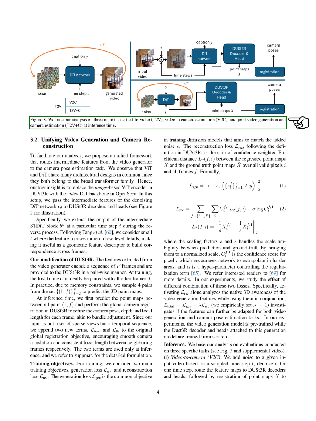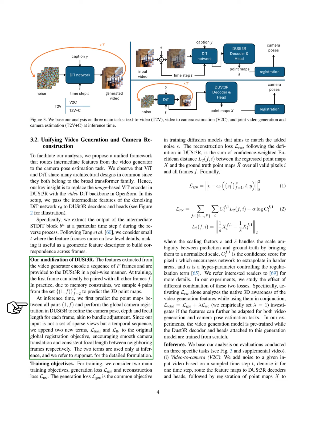In this approach, we send the intermediate features from the denoising DiT network to the DUSt3R decoders and heads. Specifically, we take the output from a certain block of the STDiT network at a specific time during the reverse process. We focus on small time steps, which help capture low-level details useful for matching features across frames.